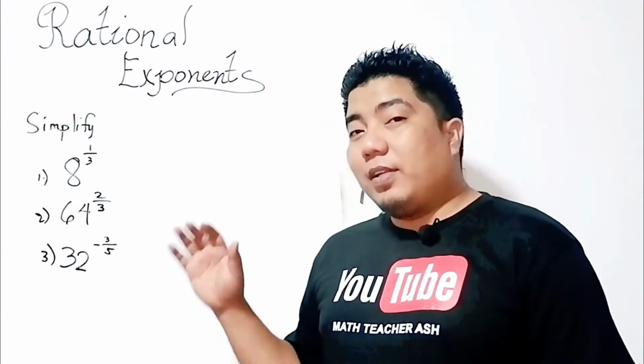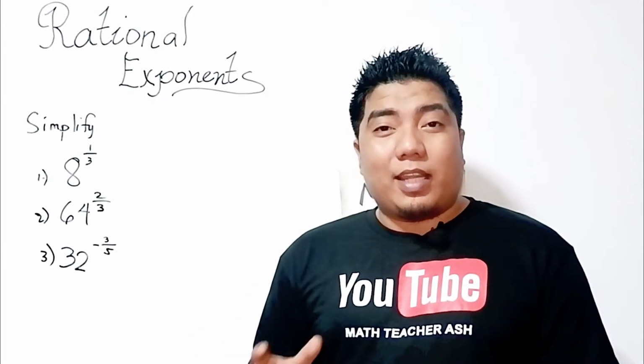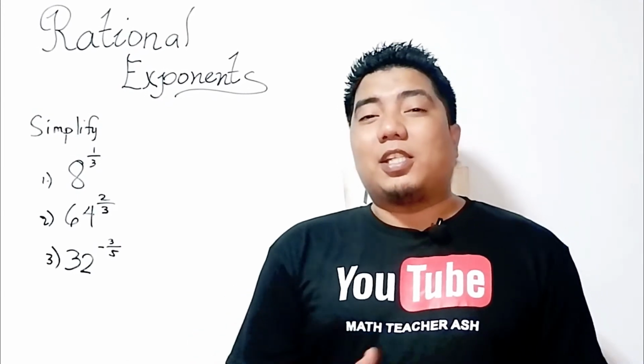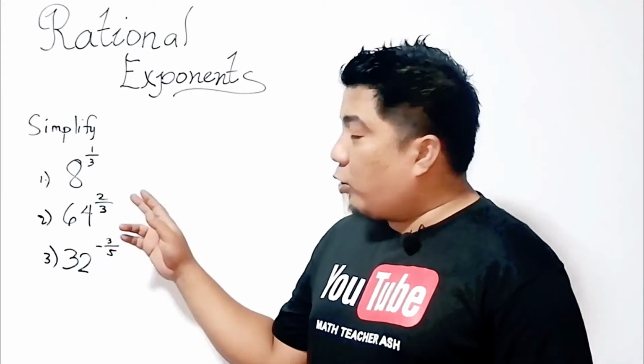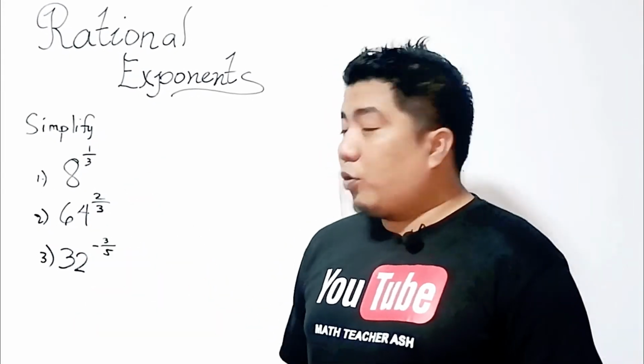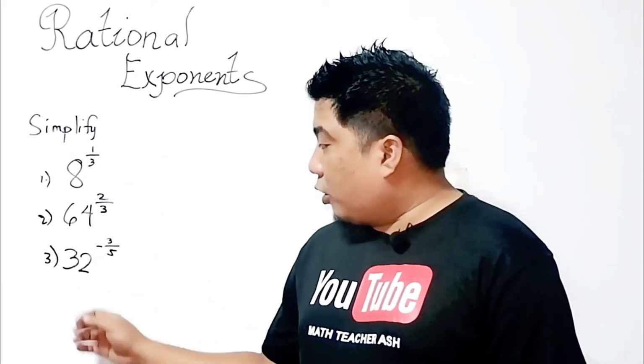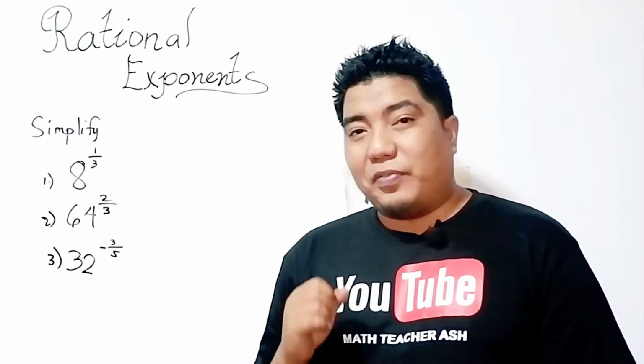Okay, math learners, we have here 3 examples for us to have a concrete idea about the concept I just introduced earlier. We have 8 to the power of 1/3, 64 to the power of 2/3, and 32 to the power of negative 3 over 5.